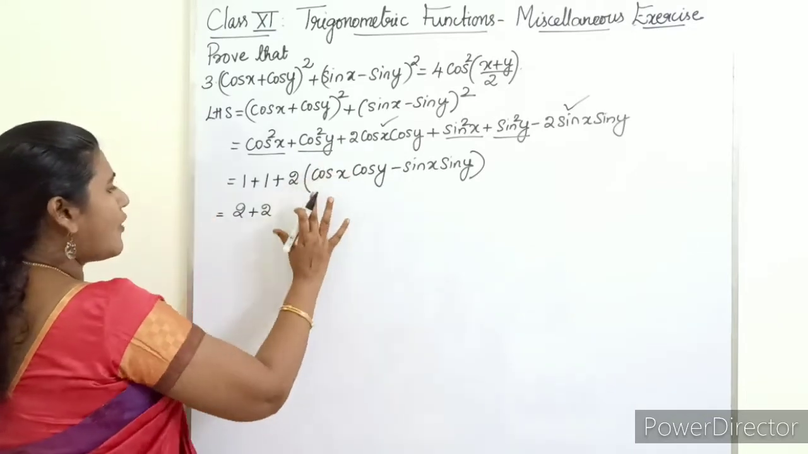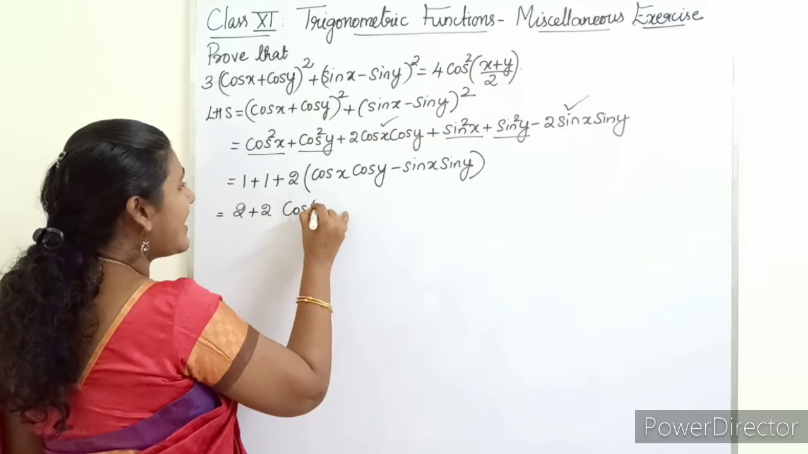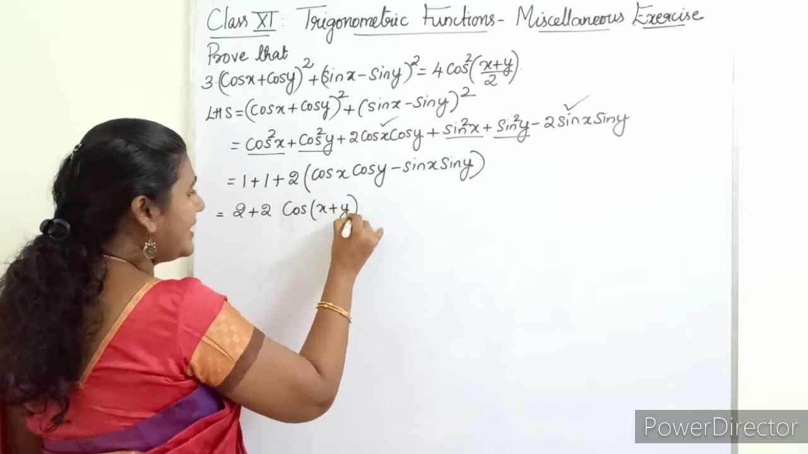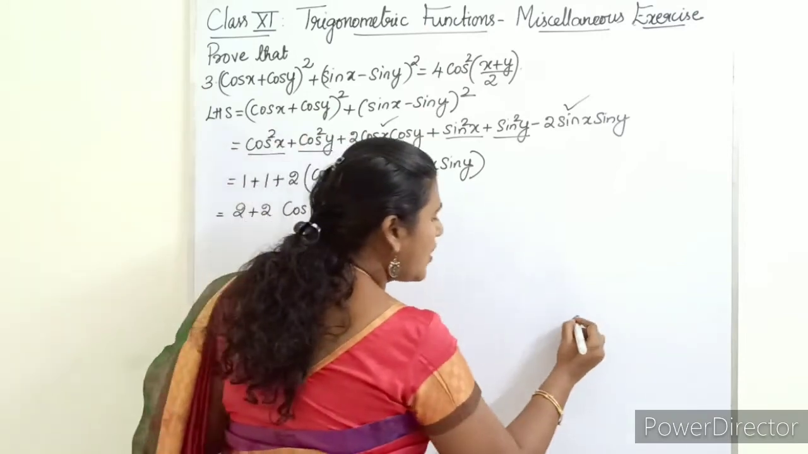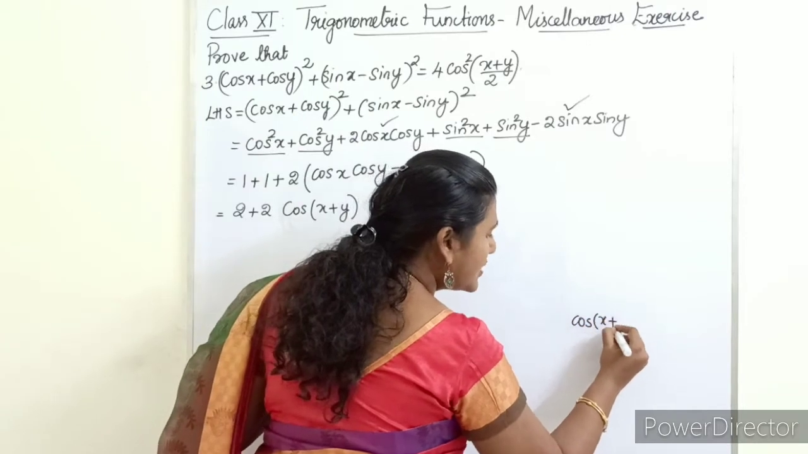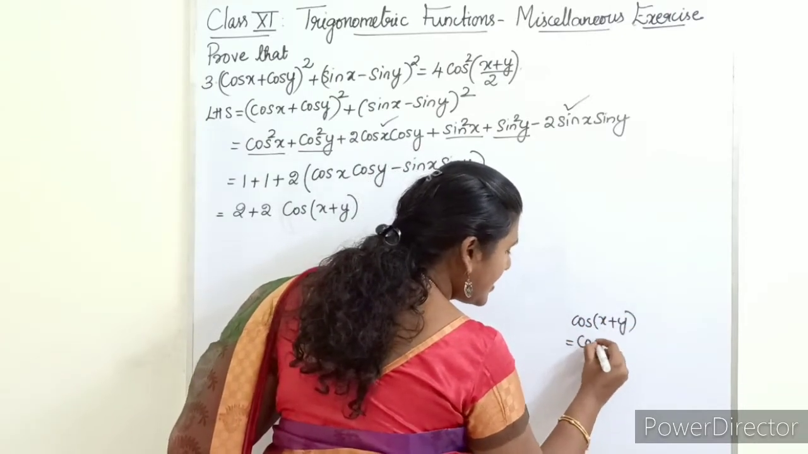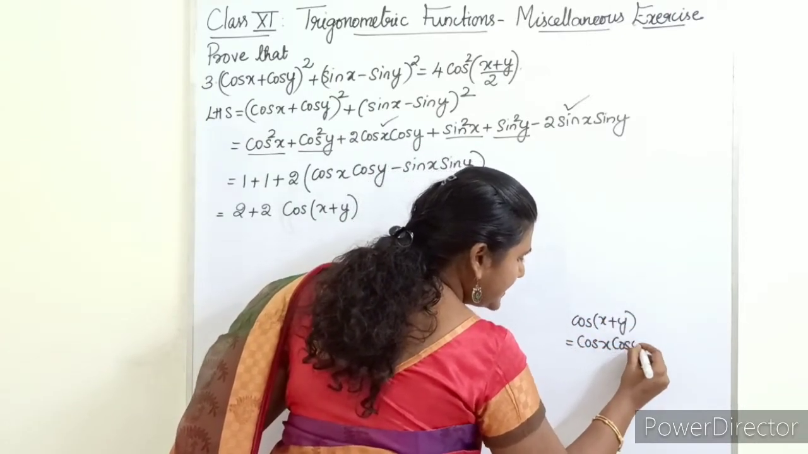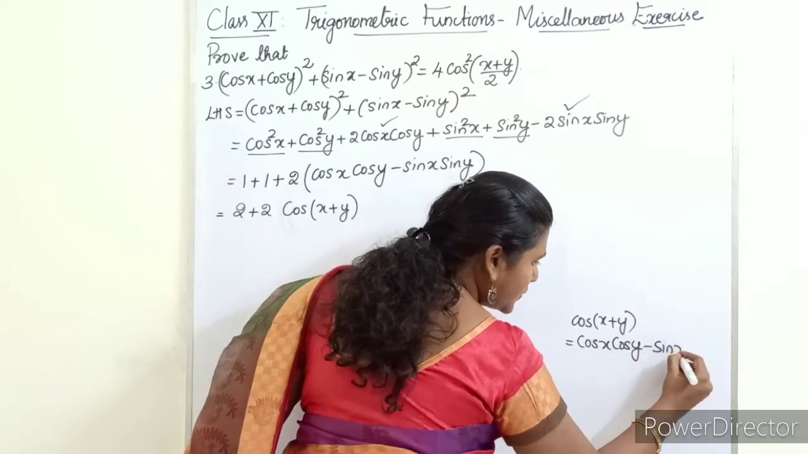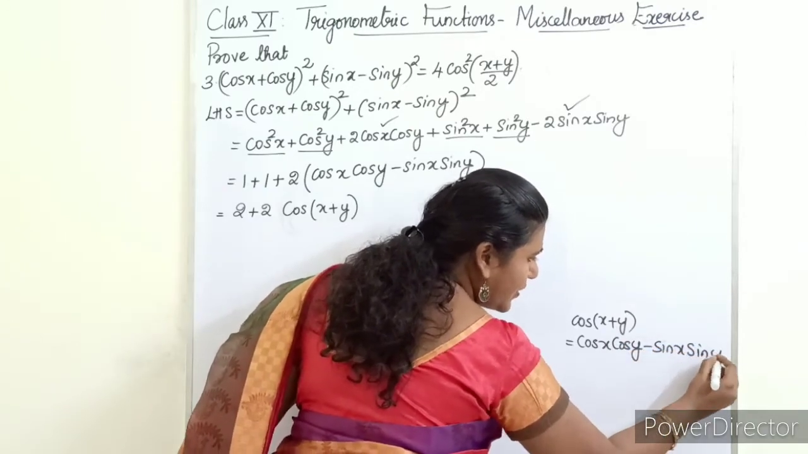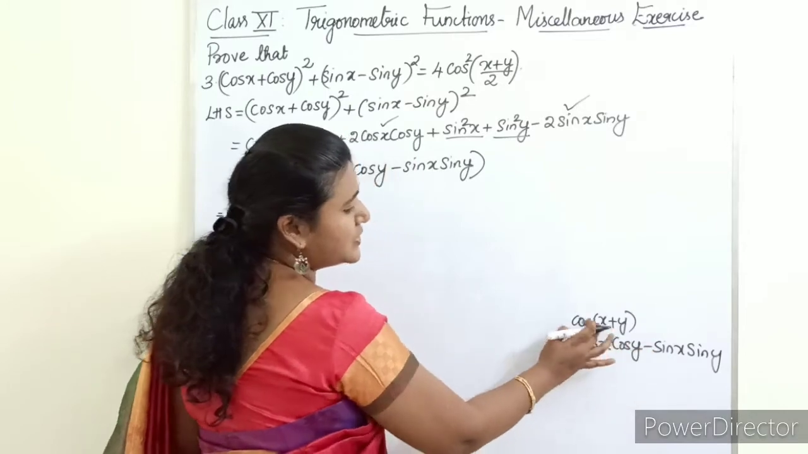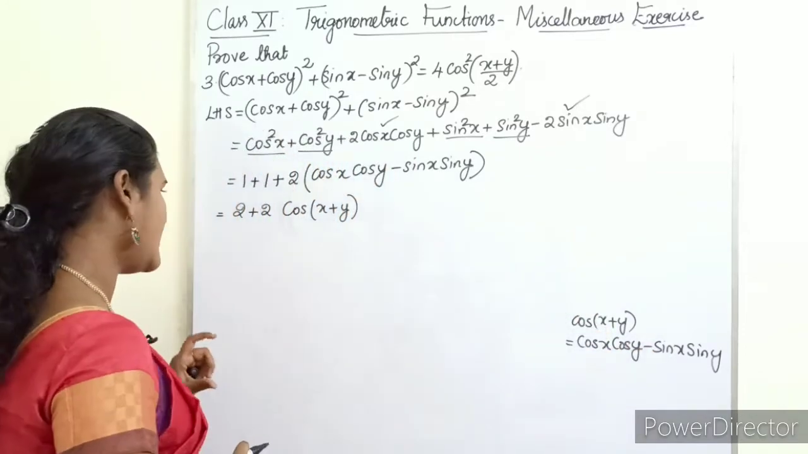So this is the formula for cos(x + y). We have already learned this formula. cos(x + y) is equal to cos x cos y minus sin x sin y. So we have this expression only. So instead of this expression, we can write cos(x + y).